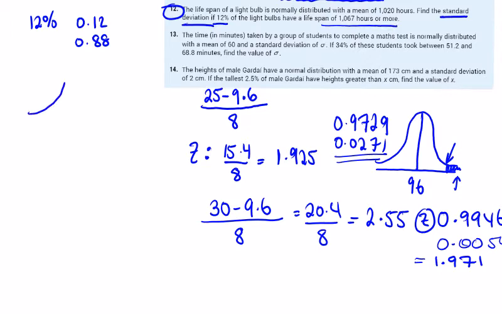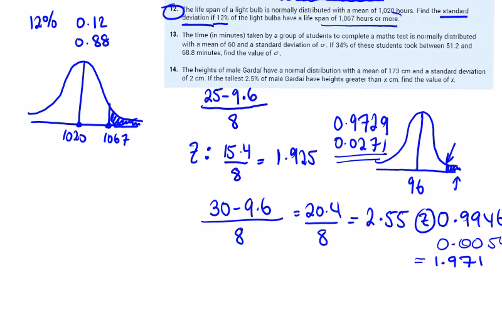So let's do a little sketch. We have a mean of 1020. We are looking for the standard deviation, so we don't know it yet, but what do we know about our tail? What's in here? 1067.